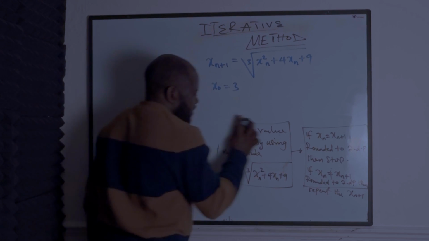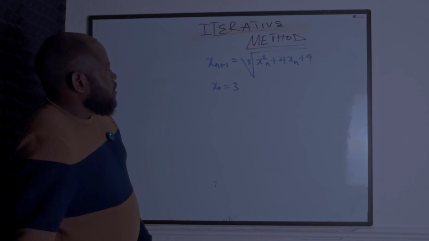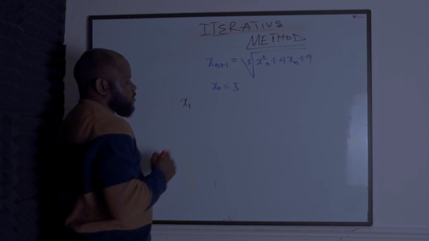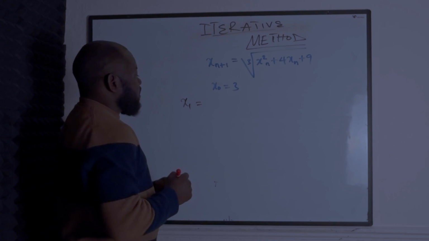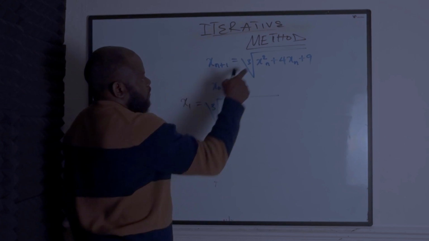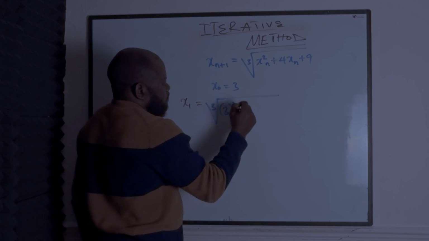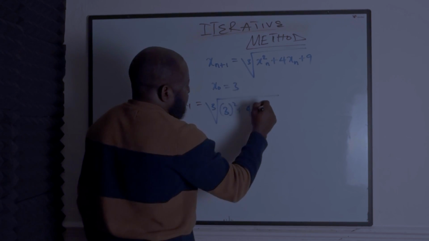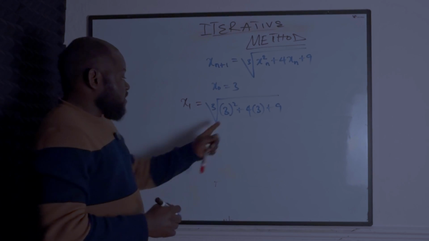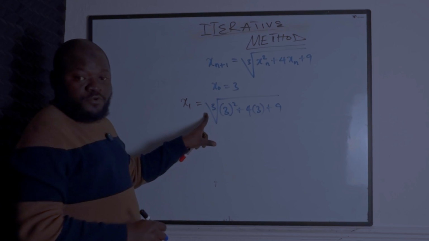For better space, let me clean this. Okay, so let's get started now. If I put this 0 here, that will make this x1. x1 will therefore equal the cube root of, this is x squared, so I'll put the 3 here, plus 4 into 3, then plus 9. So I'll press my calculator to evaluate this. I think this should give us 30. Then I'll find the cube root of 30.